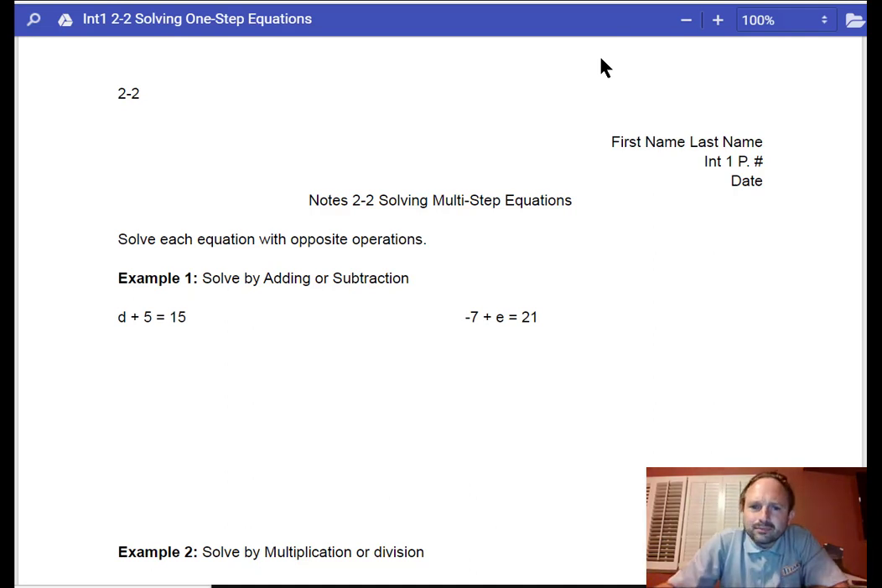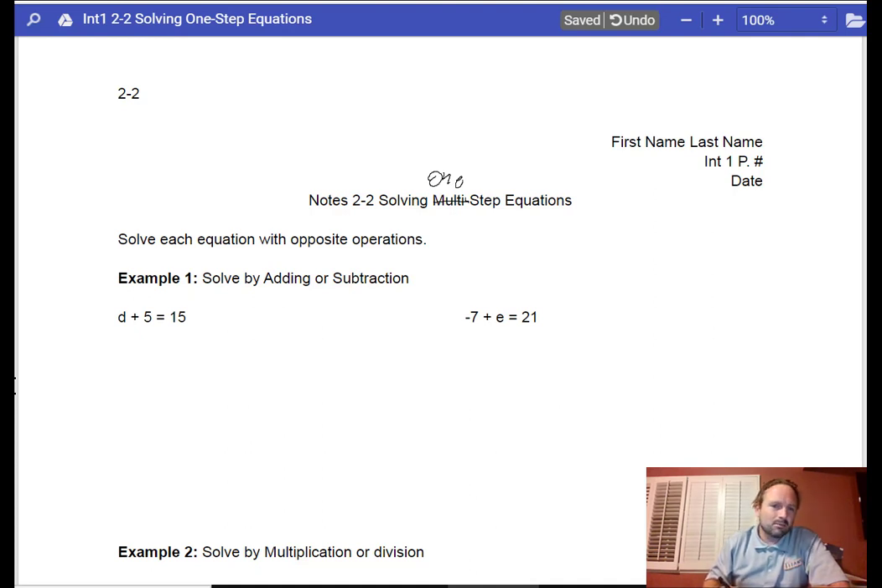Hello everyone, we're jumping into solving multi-step equations. Actually, we're solving one-step equations. So let's fix that. This should be, let's cross it off, one step, because all we're doing is one step.